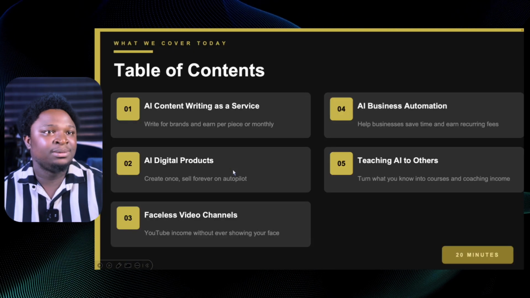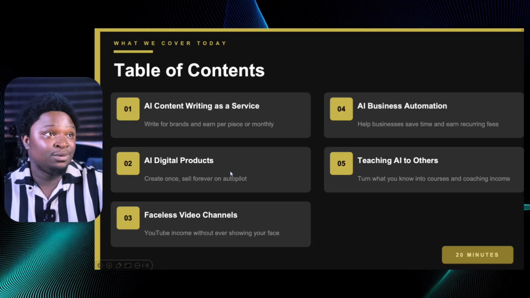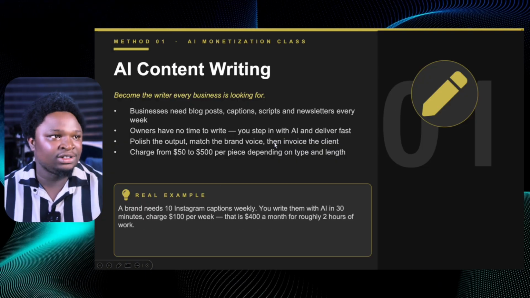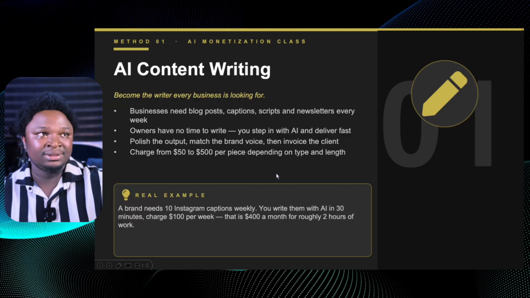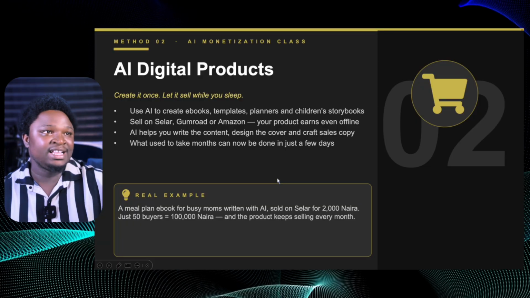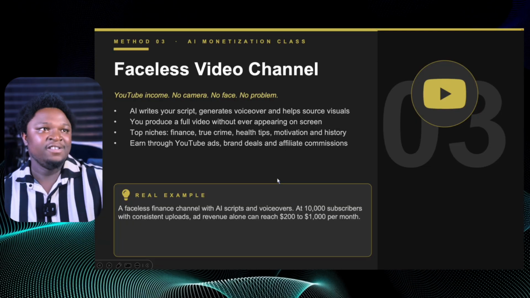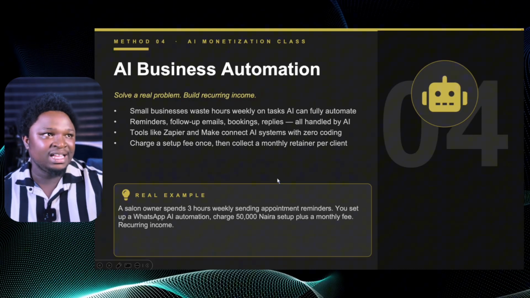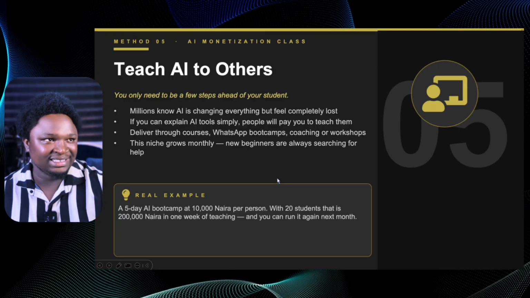Okay, the second slide, which is the table of contents. You can see it here, what we cover today. Now, you can see other slides. The first one, which is AI content writing, you can go through it, boom, present. The next one, AI digital product, you can see it here. The next one, faceless video channel. The next one, AI business automation. The next one, teaching AI to others.